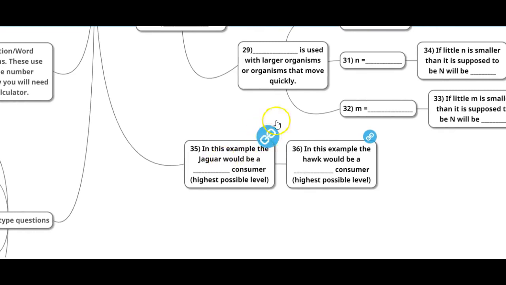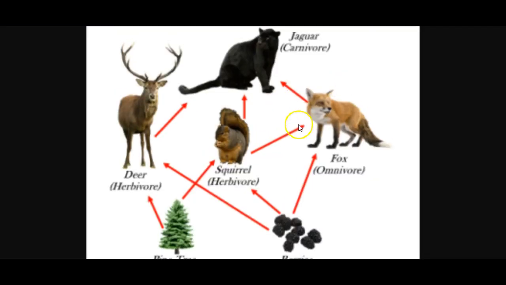All right, moving on to number 35. This is the jaguar example, so coming back to this food web. So I'm going to just do this really fast. So I'll show you the longest one. Jaguar would be counting backwards against the arrows. 1, 2, 3. Or it could have been 1, 2, 3. Either way, 3 is going to be the highest level for the jaguar.